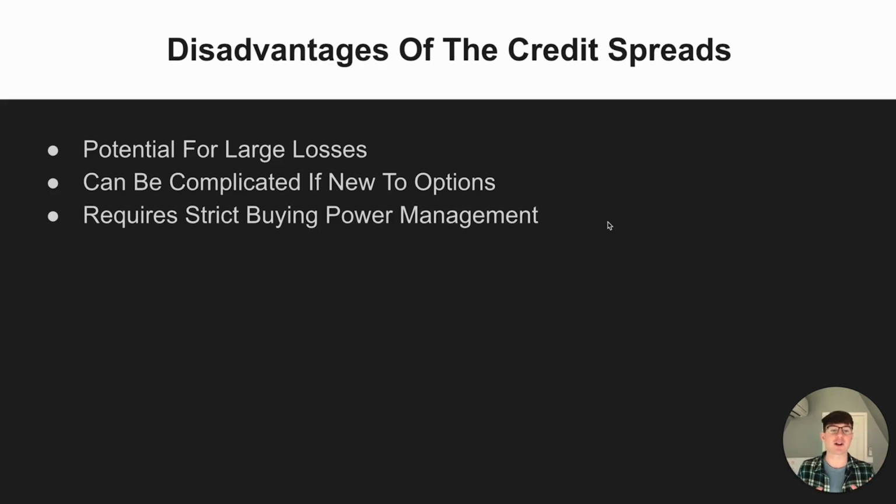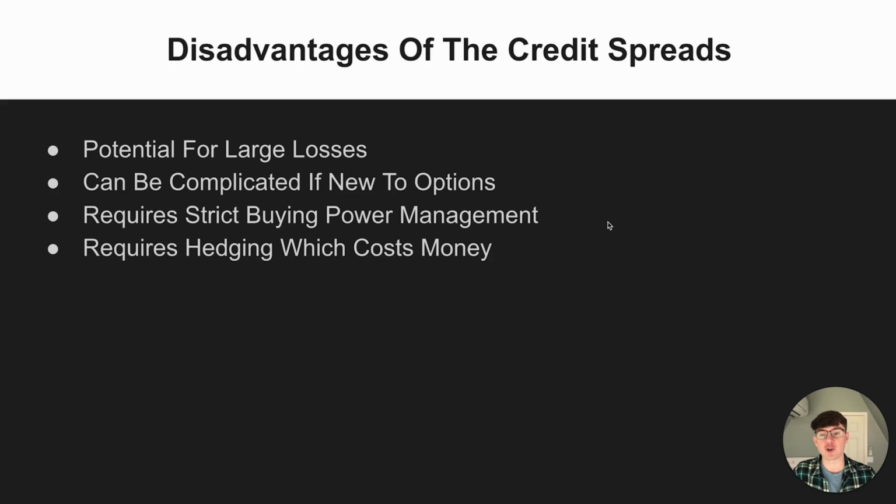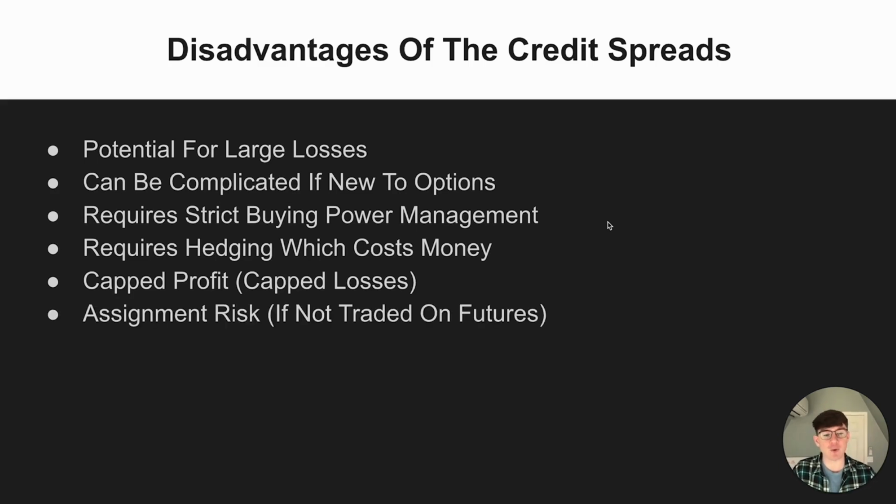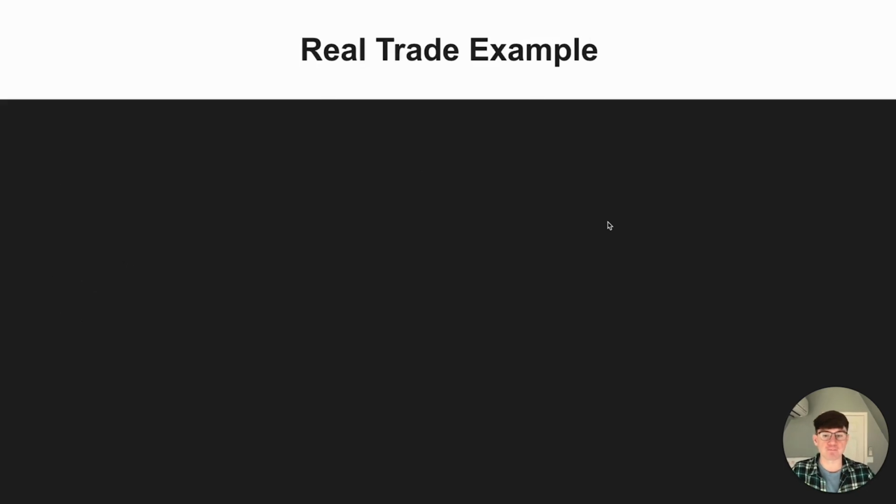It requires strict buying power management. You want to make sure you're on top of how much money you have in trades and how much you're using so that you're not using too much or over trading. Again, if you want to protect your risk even more, you can hedge it. That will cost additional money. You have capped profits. That also means capped losses, good and bad. And you have assignment risk, which means you can be assigned shares if you're not trading something that has no assignment risk like futures or SPX.